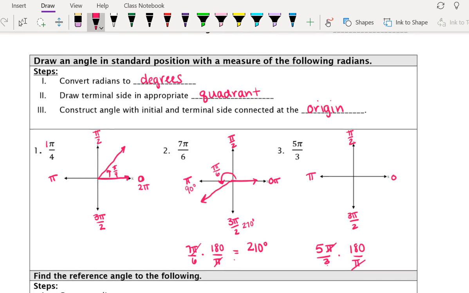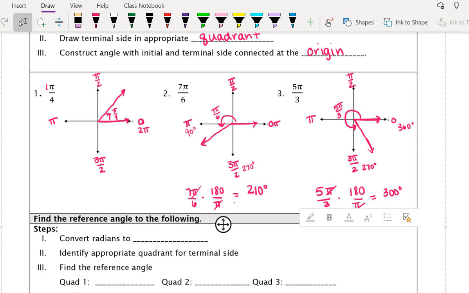180 divided by 3 is 60 times 5 is 300 degrees. So this I know is 270 degrees. So 300 degrees, and this is 360 degrees, 300 degrees is going to be closer to 270, so we're going to be in this quadrant here. Let's draw our initial ray, but I'm going around this way, so here's my 5 pi over 3. Okay? So those are how you draw an angle in standard position.